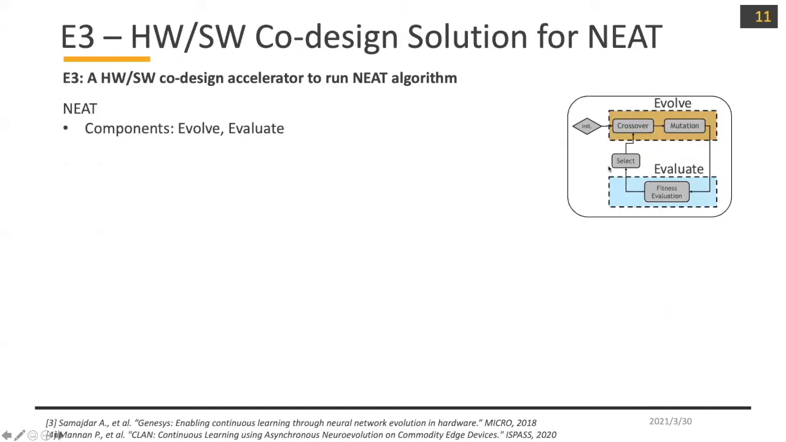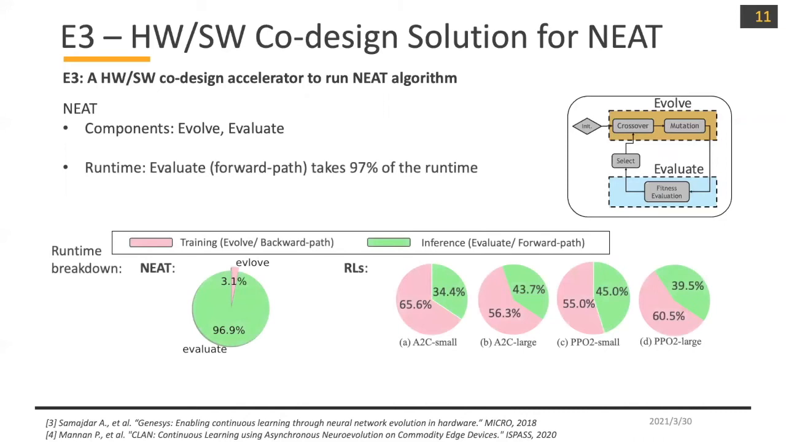Here we propose E3, a hardware-software co-design solution for NEAT. NEAT is composed of two parts, evolve and evaluate. Here we see the runtime breakdown. So in the evaluate part, the forward path takes 97% of the runtime, as you can see in this graph. To compare with it, we also list the reinforcement learning part. So the forward path of reinforcement learning takes from 95% to 45%, which has a very different characteristic than NEAT.